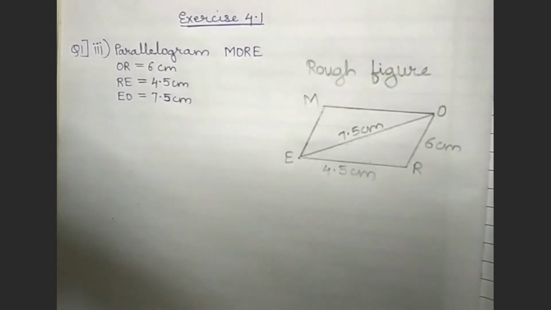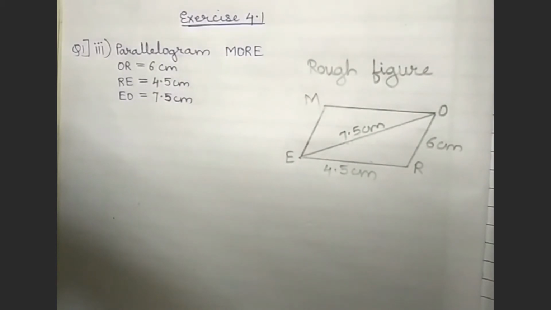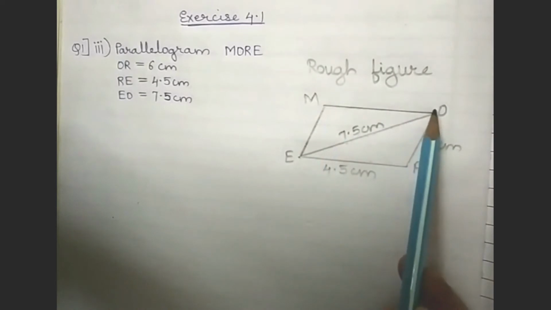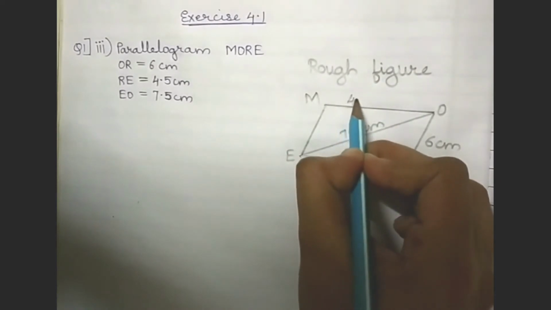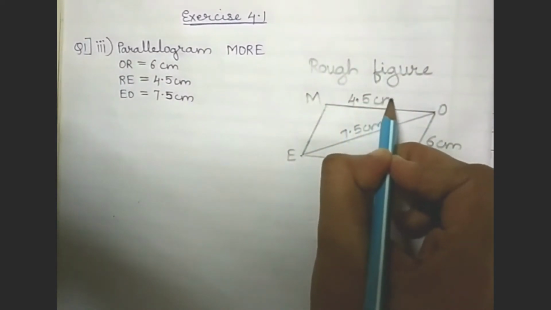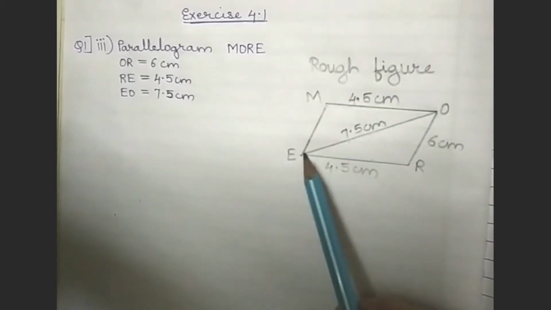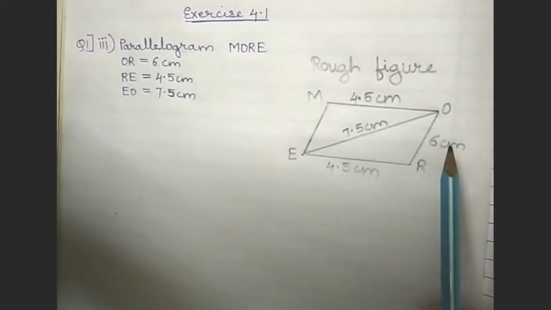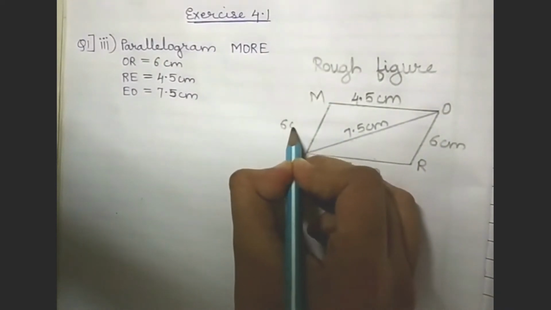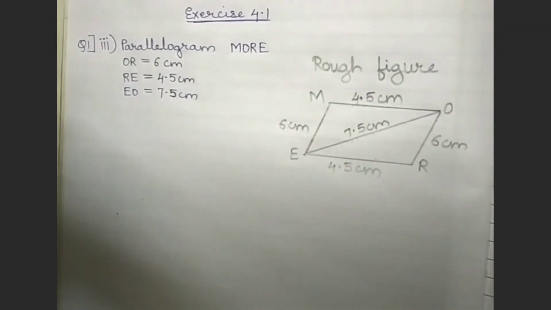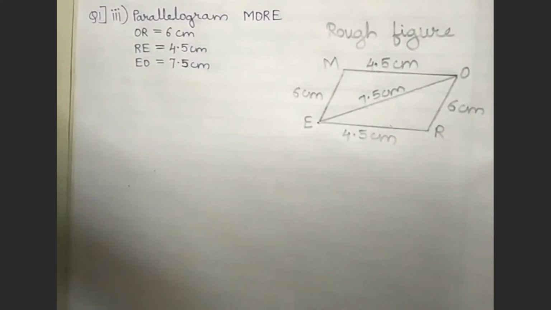Okay. Now students, here only two sides are given to us, but we know that this figure is a parallelogram, and in a parallelogram we have studied the properties that the opposite sides of a parallelogram are equal. So here side MO is opposite to side ER. So MO will be equal to ER, which is 4.5 centimeter, and similarly ME is opposite to OR. So both of these are equal, and since OR is 6 centimeter, we will have ME as 6 centimeter. So our rough figure is ready, and we will now construct the figure.